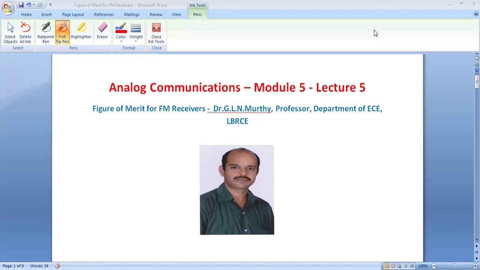The AM and FM receivers differ in a couple of aspects. First one, the operating frequency is different. AM receivers operate from 550 kilohertz to 1650 kilohertz, while FM receivers operate from 88 megahertz to 108 megahertz. The second difference is the intermediate frequency. For an AM receiver, the intermediate frequency is 455 kilohertz, whereas for FM receivers, the intermediate frequency is around 10.7 megahertz.